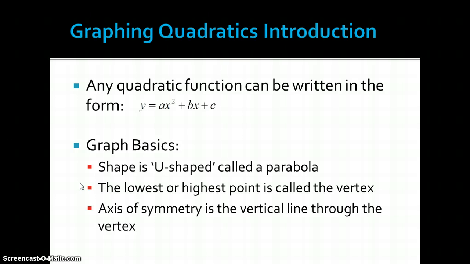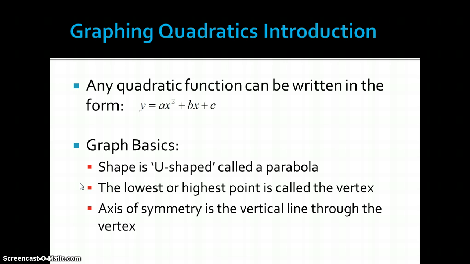Any quadratic can be written in the form y equals ax squared plus bx plus c. That's what's called the standard form of a quadratic. The basics of a quadratic graph is that it's U-shaped. It's called a parabola. The lowest or highest point is called the vertex of the parabola, and the axis of symmetry is the vertical line through the vertex.